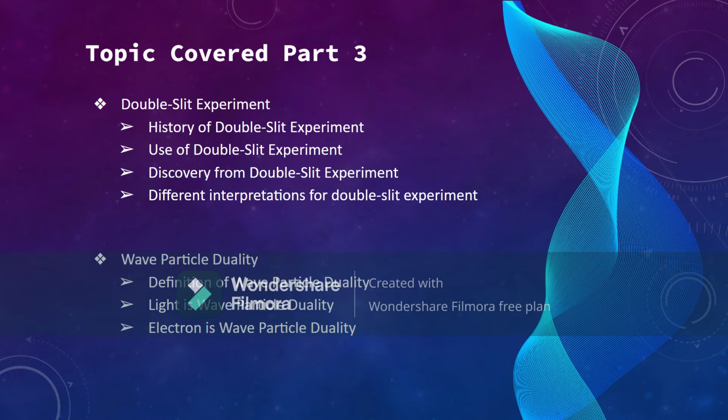The topic that will be covered in part 3 is the double slit experiment. We will talk about the double slit experiment, its history, its uses, the discoveries made from it, and the different interpretations of the double slit experiment. Also, we will talk about wave-particle duality: the definition of wave-particle duality, why light is a wave-particle duality, and why the electron is a wave-particle duality.